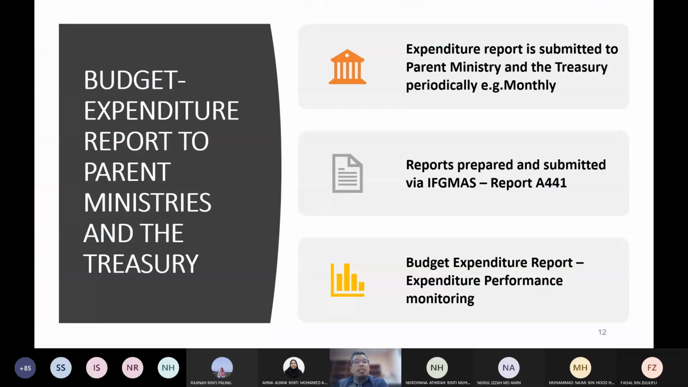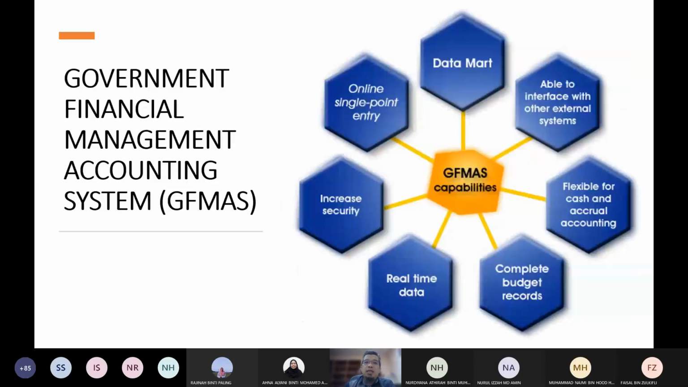Right, and then budget expenditure reports to the Parent Ministry and the Treasury. The expenditure report is submitted to the Parent Ministry and the Treasury periodically. Now I think it is available online, but by policy it should be monthly. And then there is a specific report, they call it report A441. But these are all through the information system, the online system, FMS. The budget expenditure report, for expenditure performance reporting, is not only within the agency itself, it is also reported to the Parent Ministry as well as the Treasury.